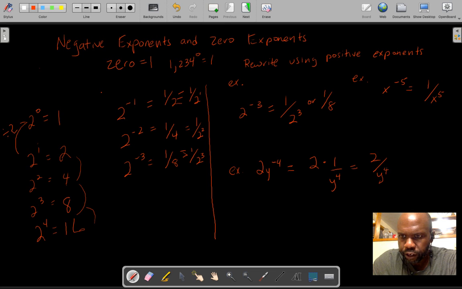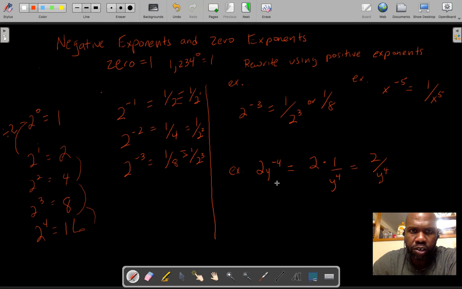So the thing to remember is the base and the exponent are the ones that are going to go underneath, not the coefficient. The coefficient is going to stay where it's at. Hopefully you got that, and we'll try some of these problems as we go along.